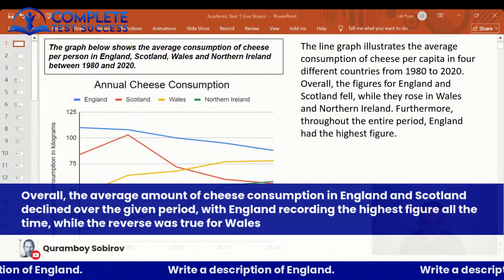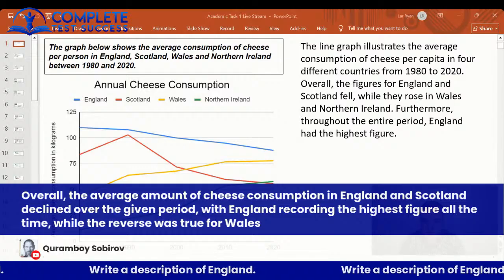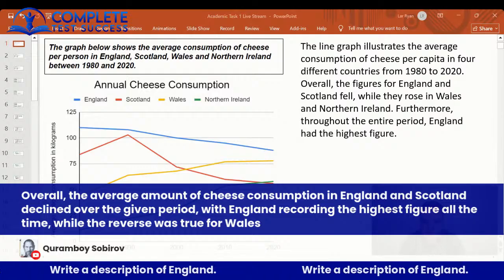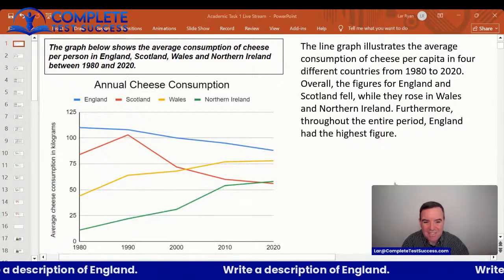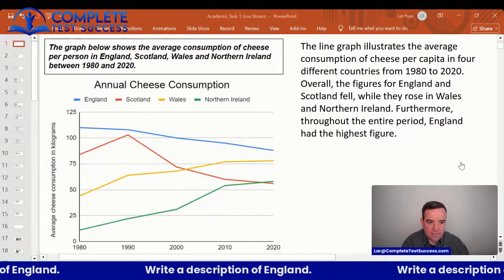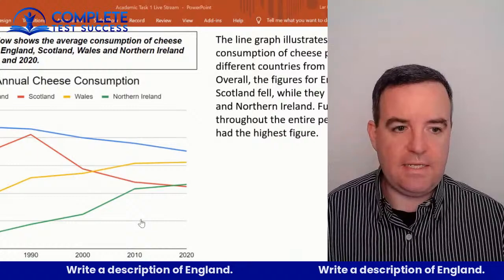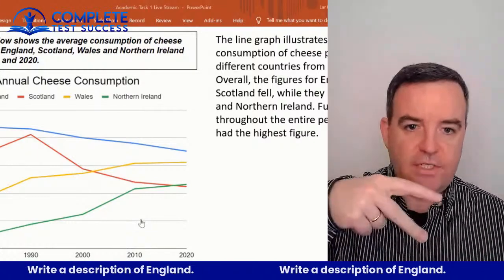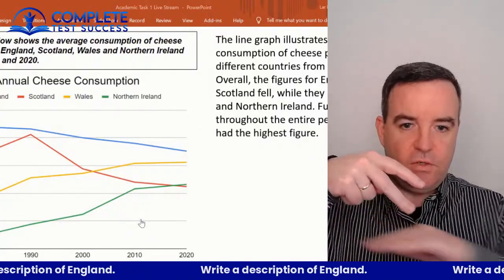Of the highest figure all the time, excuse me, I misread that, with England recording the highest figure all the time, while the reverse was true for Wales. So the reverse doesn't accurately mean Wales was the lowest. So that's actually not the clearest description. And the problem then as well is what you've said is England and Scotland decreased, whereas Wales was lowest.